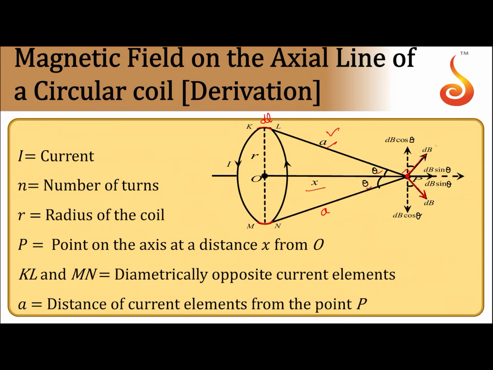Theta is the angle made by the position vector of point P, with respect to the considered current elements, with respect to the axis of the coil. Now we can resolve this dB into its components: dB cos theta along the direction perpendicular to the axis, and dB sin theta in the direction of the axis. Now clearly from the figure, dB cos theta components get cancelled because they are equal and opposite. dB sin theta components get added up. Now if you take the magnetic field at point P due to these two elements, it will be the sum of this dB sin theta and this dB sin theta, along the axis.